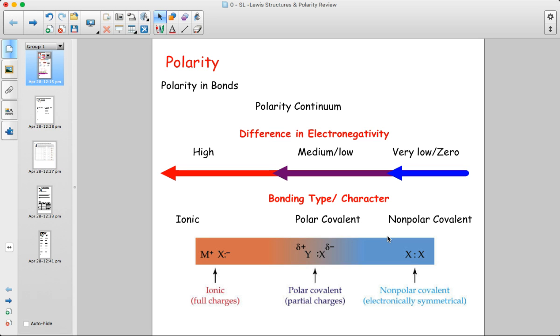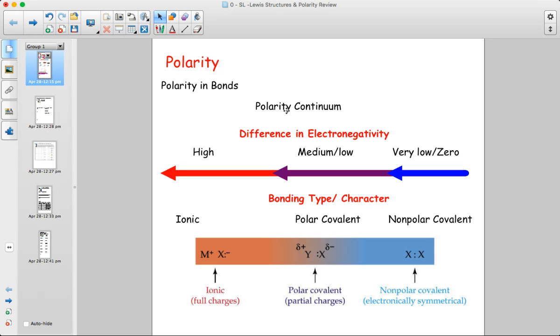Okay, this is meant as a review of a couple of concepts that have been covered previously. So that's polarity and looking at some of the VSEPR geometries and Lewis structures. So as a reminder, when you have covalent bonding or just bonding type in general, one important concept is polarity.